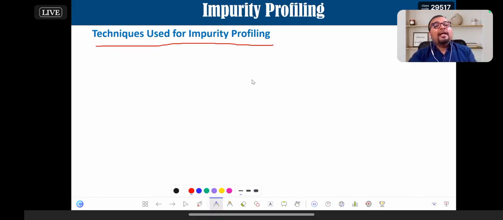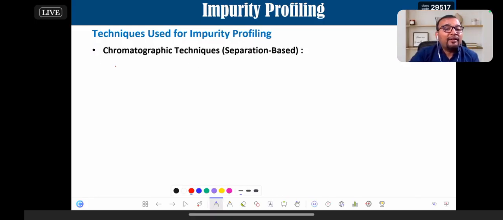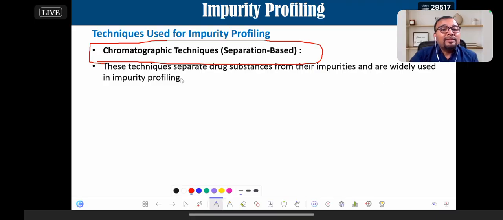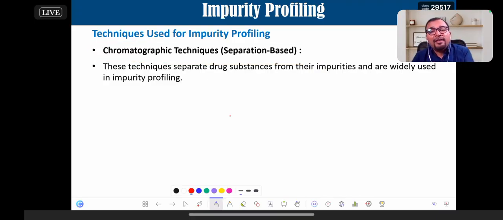The first and foremost, you can think about a separation based technique like chromatographic techniques. When it comes to experimentation, you can think about LCMS. These techniques separate drug substances from their impurities and are widely used in impurity profiling. So you can decide, oh, this is the impurity A coming at RRT maybe 1.22. This is the unspecified unknown peak which is eluting in this particular sample. So you can specify the impurity based on some characteristics like RRT or retention time, etc.